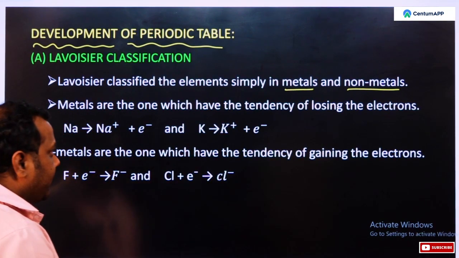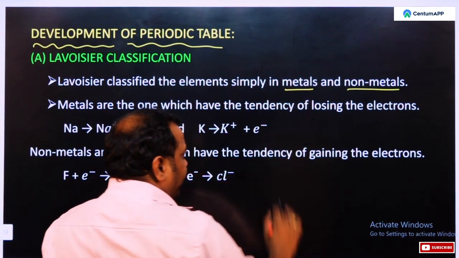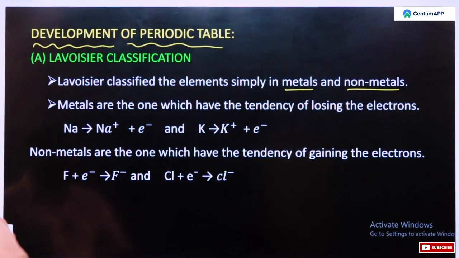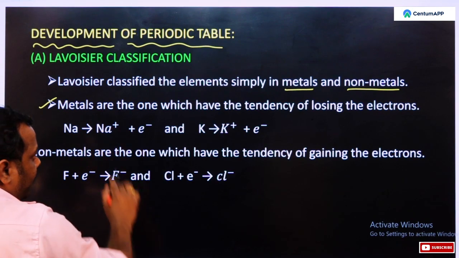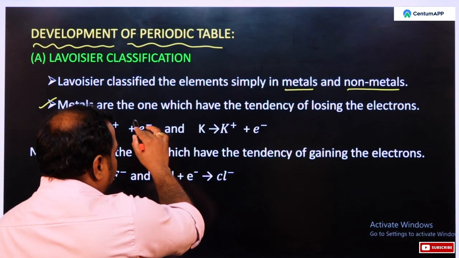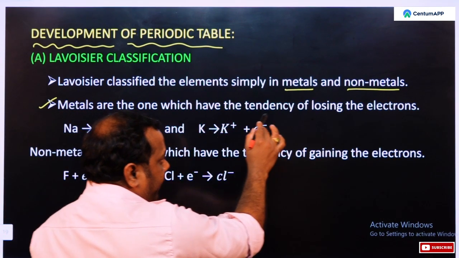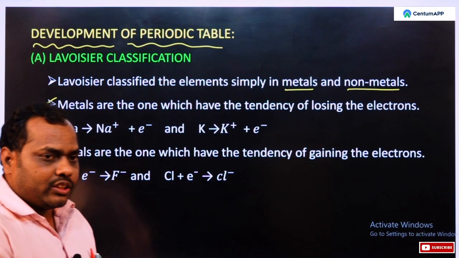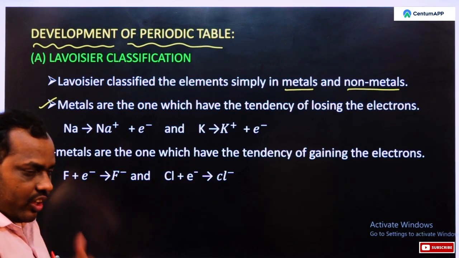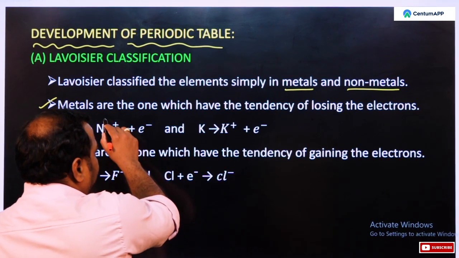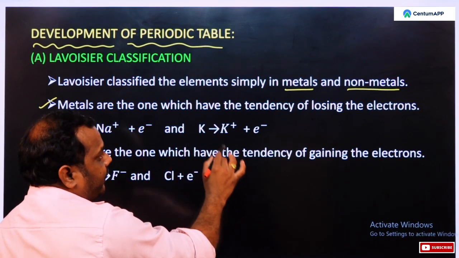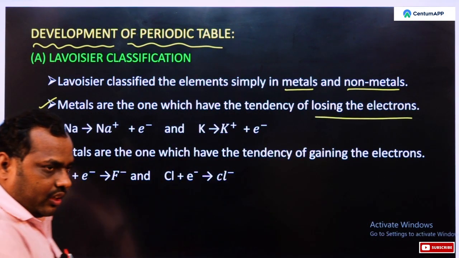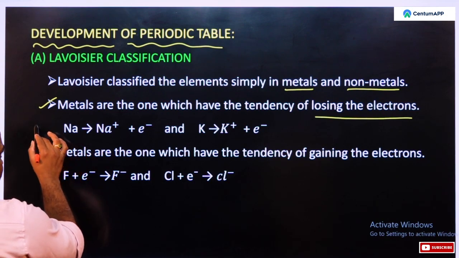Metals are positive charge species. Non-metals are negative charge species. Metals are the ones which have the tendency to lose electrons. Losing electrons is called metals; gaining electrons is called non-metals. Here is an example.